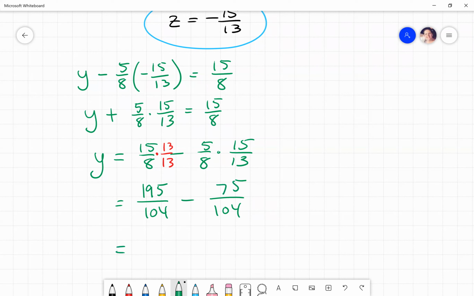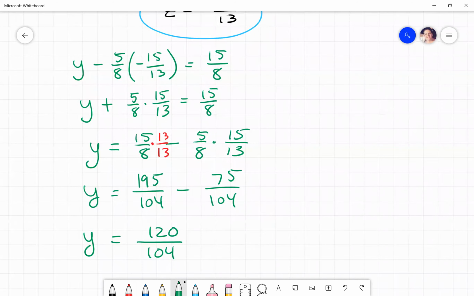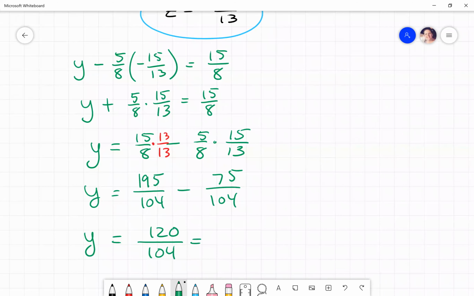Okay. Which means then y is 195 minus 75, which is 120 over 104. Okay, I'm going to redo the y here. I just didn't write it here because I was being lazy. All right, now this can clearly be simplified because they're both even. So half of 120 is 60 and half of 104 is 52. They're still both even, so that's 30. What's half of 52? 26. 26 cards in a, and that's 15 thirteenths.